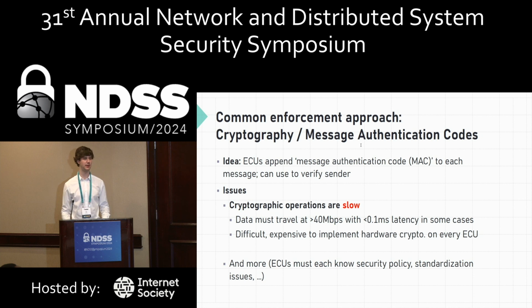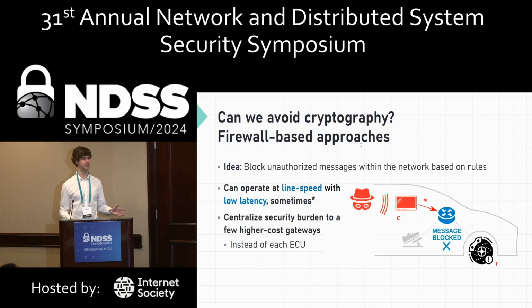And you can reach that speed with more expensive hardware cryptography, but putting that in every ECU is expensive, it's hard. You have to standardize it, you have to make all your suppliers do it, and there are tons of other issues with that, like making all of your ECUs know your security policy. What if we could try to avoid it? There are firewall-based approaches as well in the literature, and that's what I want to talk about today. It's becoming more popular over the past couple of years, especially in some companies.